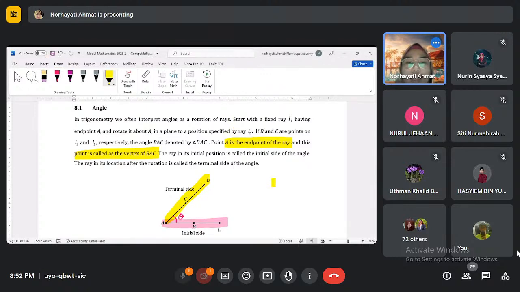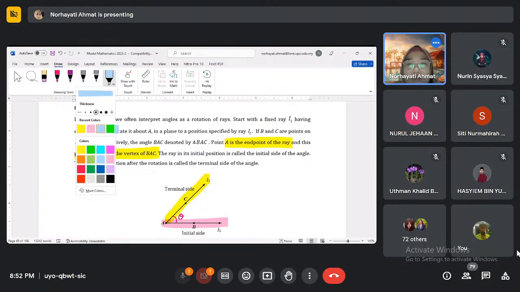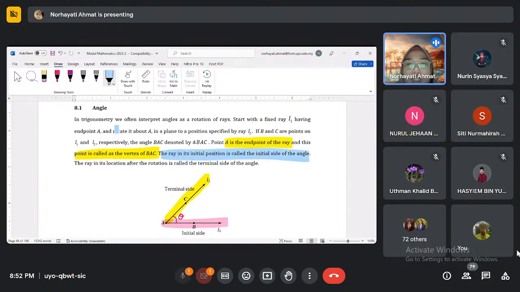Okay, tadi saya dah sebut juga, the initial position is called the initial side of the angle, and the terminal side of the angle is the location after we rotate the ray. Yang itu adalah dia punya explanation dekat sini. The initial position is called the initial side, and the terminal side is the position of the ray after we rotate the line, the ray.